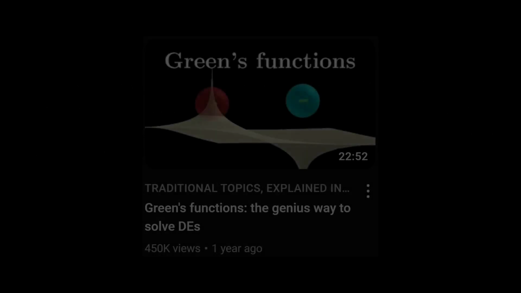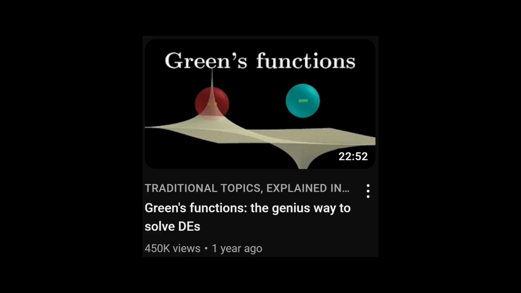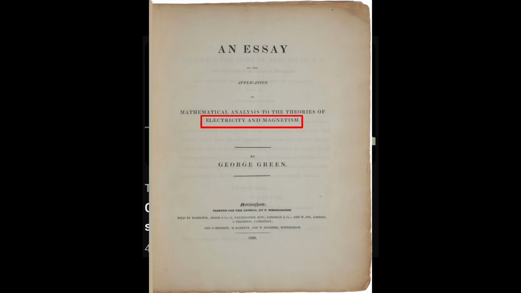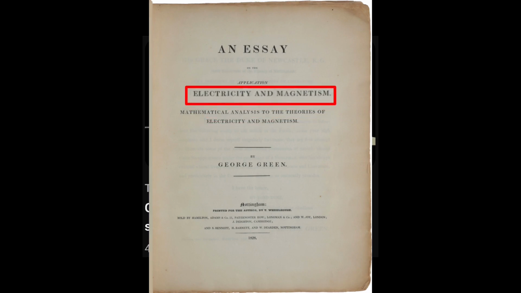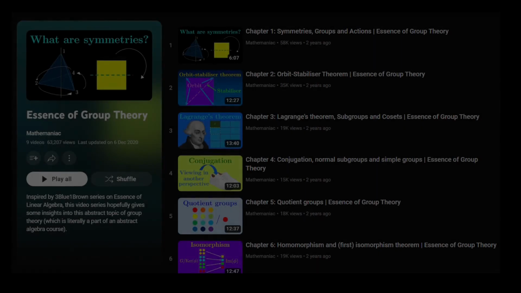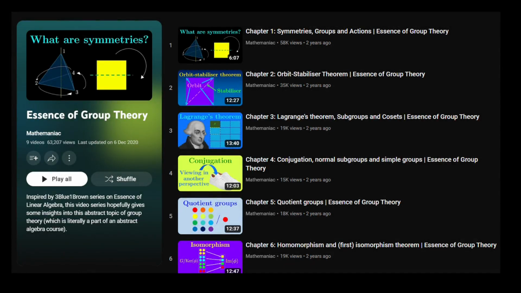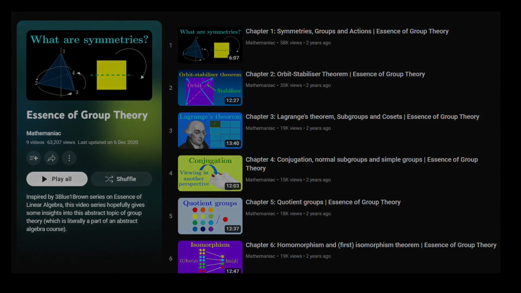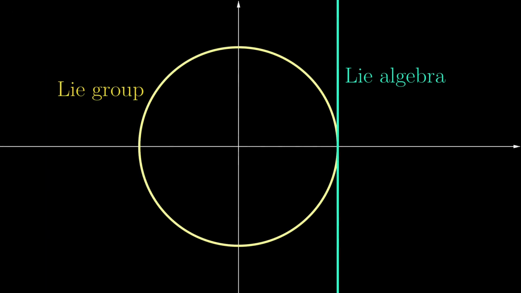For example, for Green's functions, it helps to know a bit of electrodynamics. After all, Green himself invented it by thinking about electricity and magnetism. On the other hand, for physicists, it helps to know a bit of group theory as well, because particle physicists use Lie groups and Lie algebras all the time.